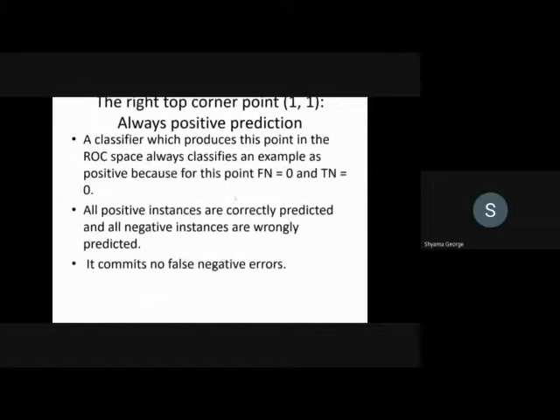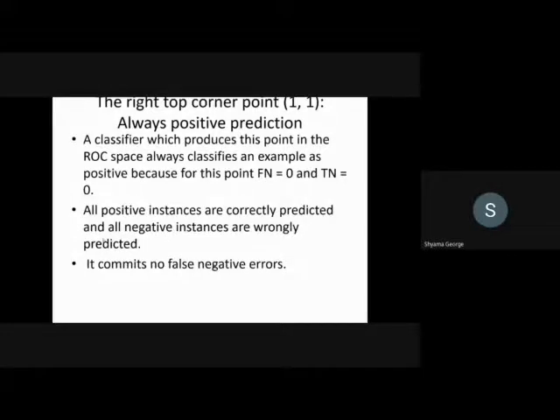Similarly, the right top corner point, that is (1, 1), will always give positive prediction. The classifier at this point classifies every example as positive. For this point, false negative will be 0 and true negative will be 0. So all positive instances will be correctly classified at this point and all negative instances will be wrongly predicted. And there is no false negative error at this point.